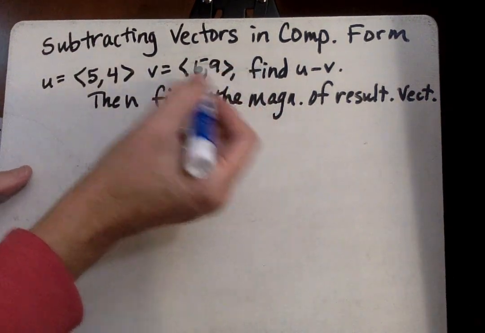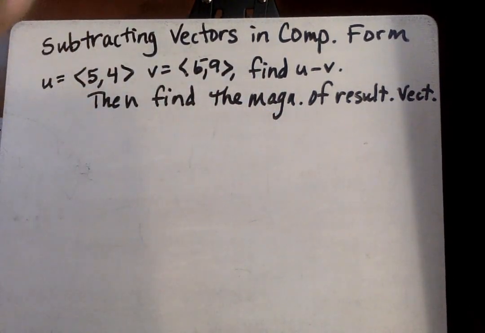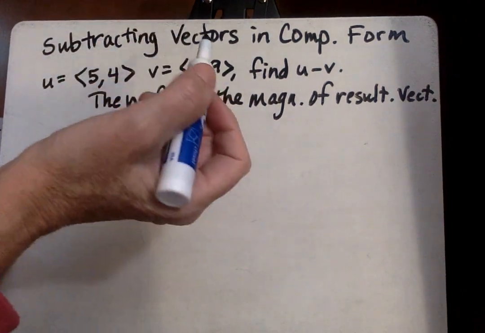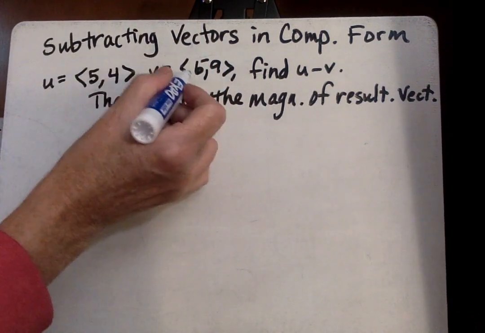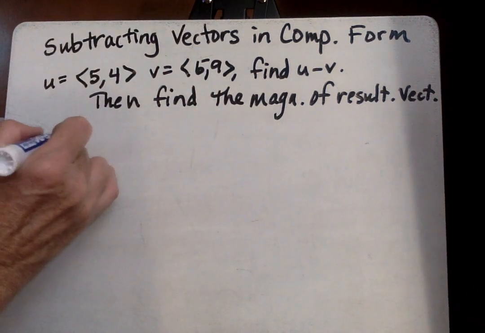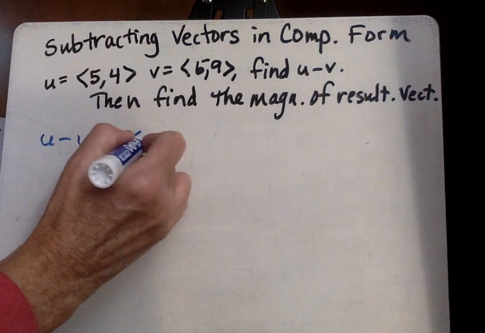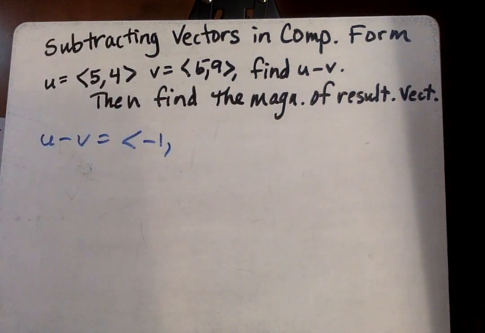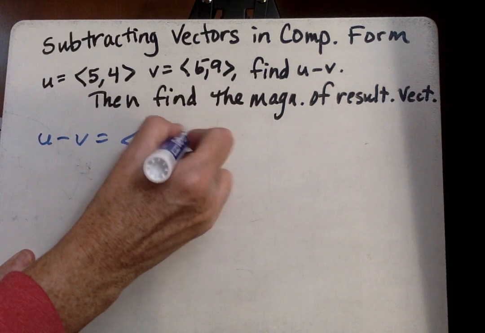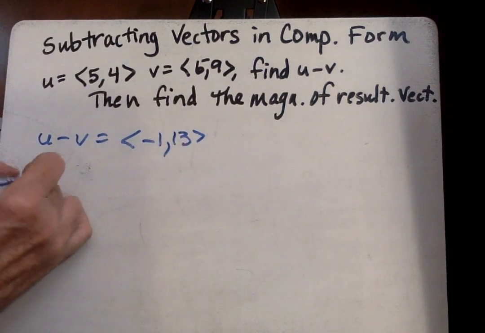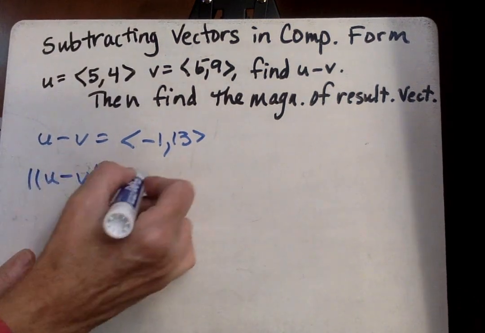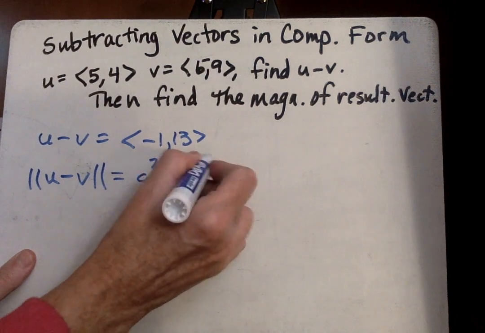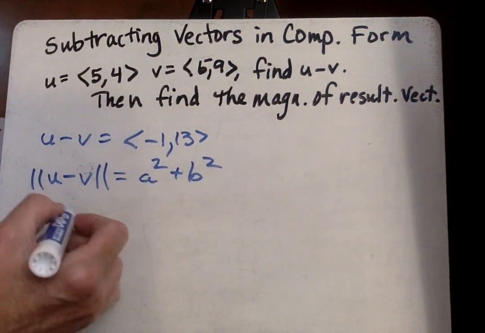Subtracting in component form, we have this one, I believe, is just below the adding one on the left side, where u is 5, 4, v is 6, -9. So to subtract them, it's u minus v. 5 minus 6, and so I'll go u minus v, -1, and then 4 minus a -9 is 13. And that part's easy. And then to find the magnitude, we're going to say that's equal to a squared plus b squared. And these two are our a and b, so I'm going to move them over to here.